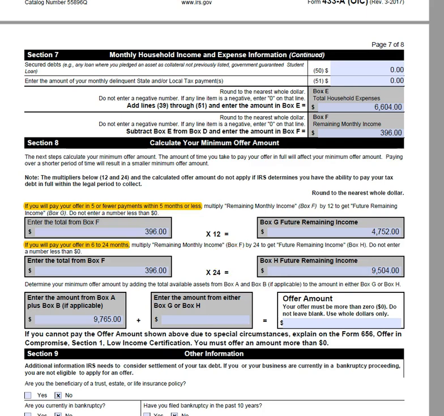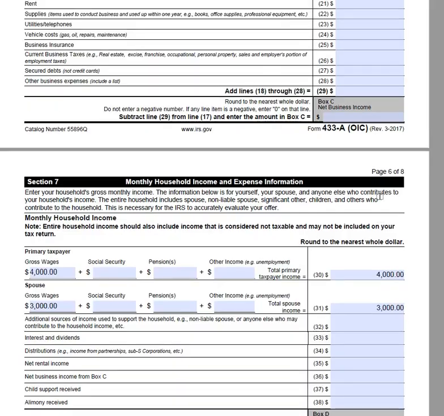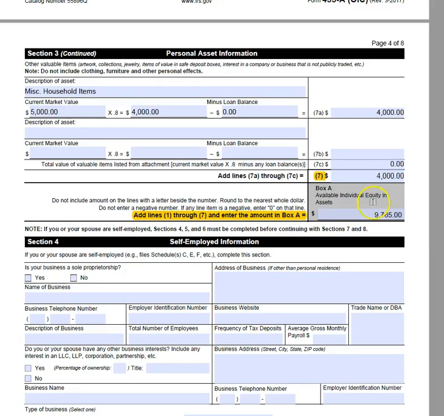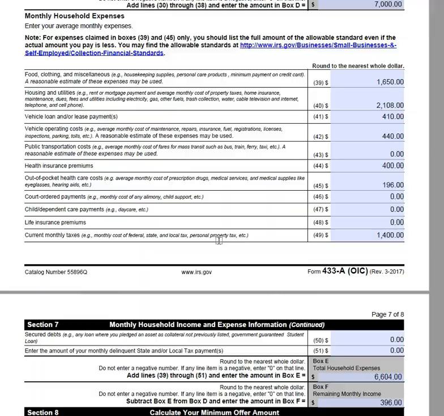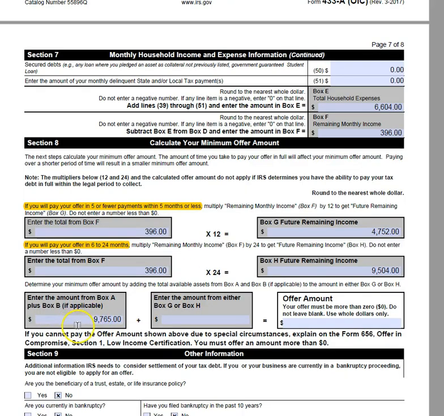So now we are looking at box A is our 9,765. Again, that is coming from, let's get back to that, right here on page 4 of 8, box A. So that's our 9,765. And then if we enter here our 4,752, let's say that we're going to pay this in 5 or fewer months, then that is going to give us a total offer of $14,517. That is option A if you're going to pay this in 5 or fewer months.